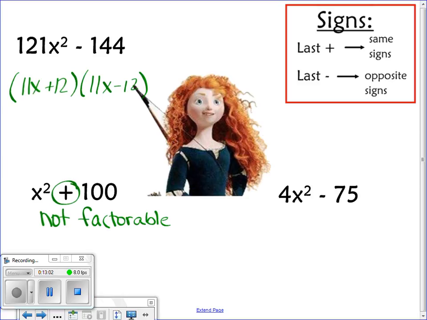4x squared minus 75. 75 is not perfect. So what do I do? Nothing. I can't do it. It's not factorable. It looks like it would be, but that 75 is a problem. All right. Difference of squares. Real fast. We hit it.